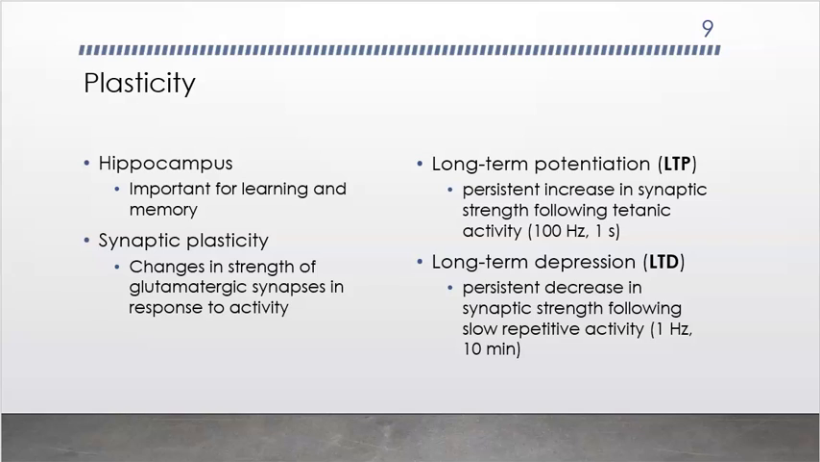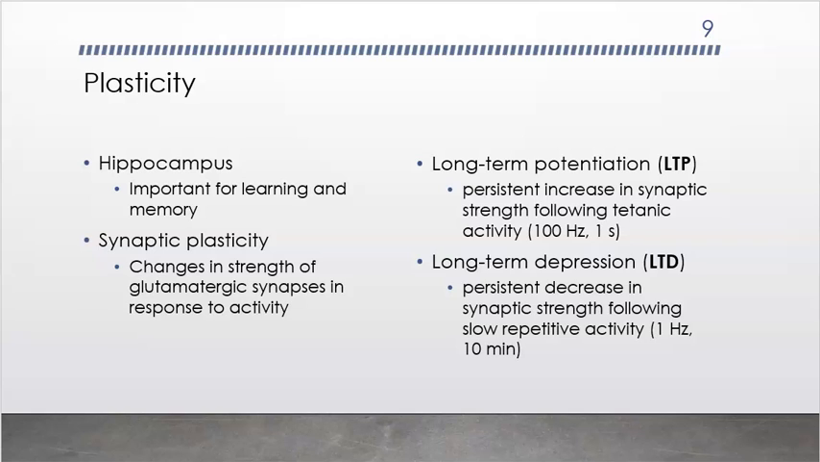When we're talking about plasticity, we're mostly talking about learning and memory. A lot of this is happening in the hippocampus. Remember, some of this is also happening outside the hippocampus, but mainly the hippocampus is involved in learning and memory formation. When we talk about synaptic plasticity, we're talking about changes in the strength of the synapses in response to activity. So we're changing the strength of our synapses in response to previous glutamatergic activity.